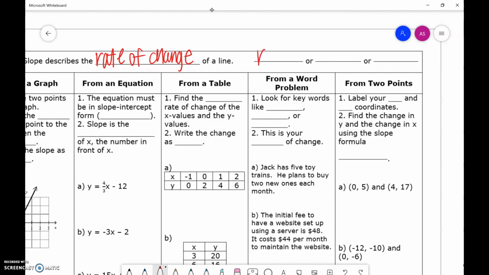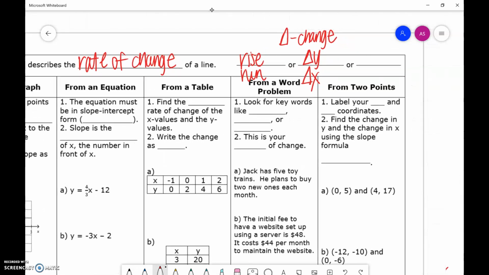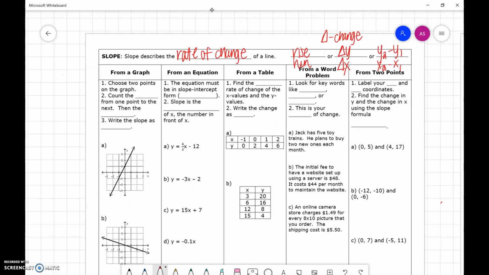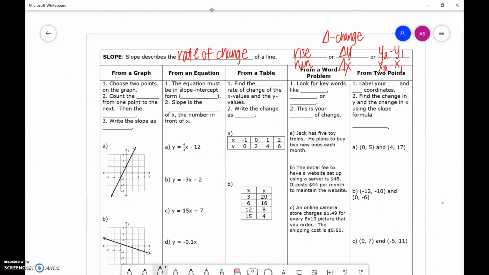So as I said, you've heard rise over run. Okay, you've also probably heard delta y over delta x. If you haven't heard, delta in math just means change. Okay, and then we have our slope formula, which is y2 minus y1 over x2 minus x1. Okay, so we're going to have 5 different representations that we're going to be looking at. Okay, graph, equation, table, word problem, and 2 points.